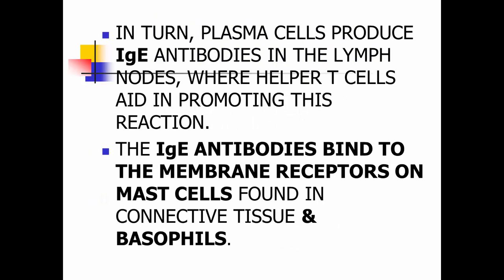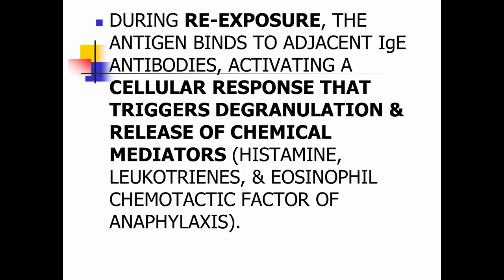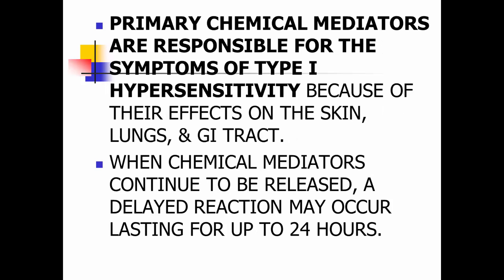So, plasma cells produce IgE antibodies. This is type 1 hypersensitivity in the lymph nodes, where helper T cells aid in promoting the reaction. The IgE antibodies bind to the membrane receptors on mast cells and basophils. During re-exposure, they bind to adjacent IgE antibodies, activating a cellular response, triggering degranulation and release of all those chemical mediators that are causing all of those reactions in your patient.